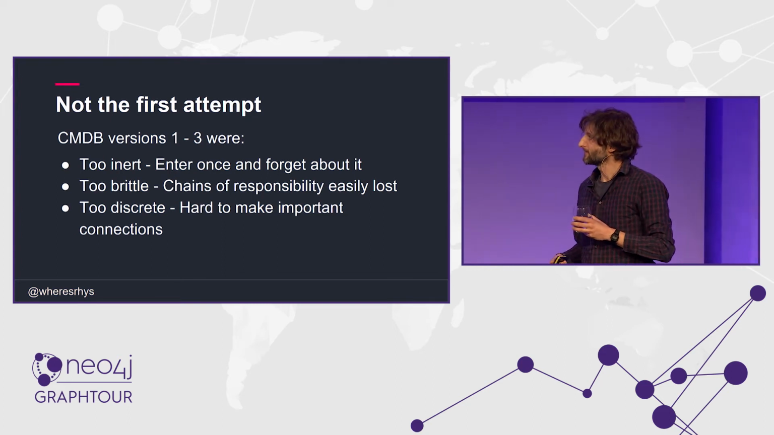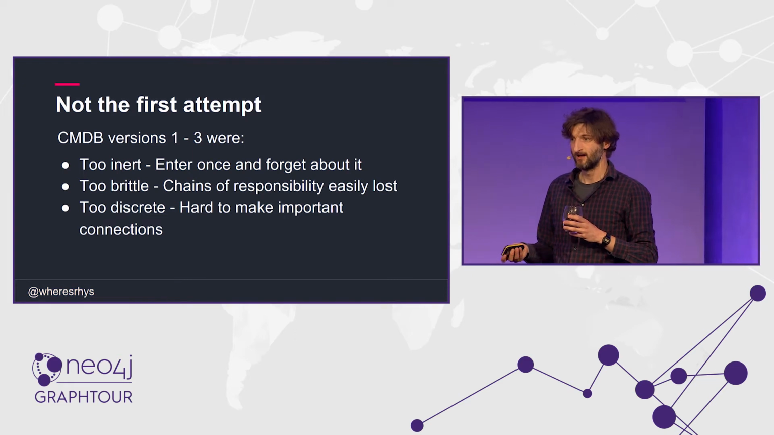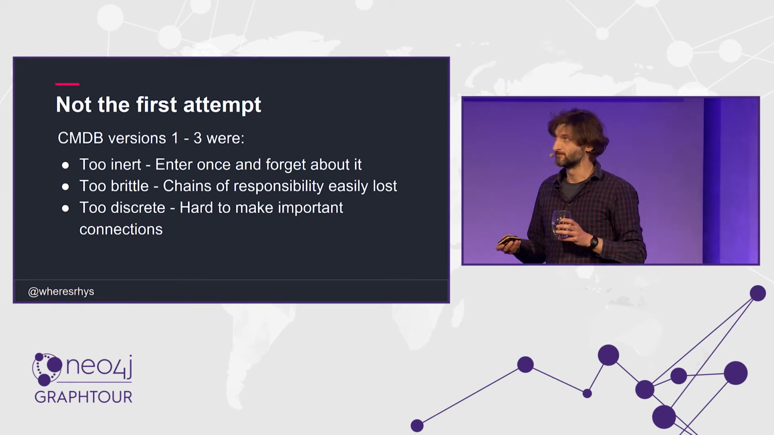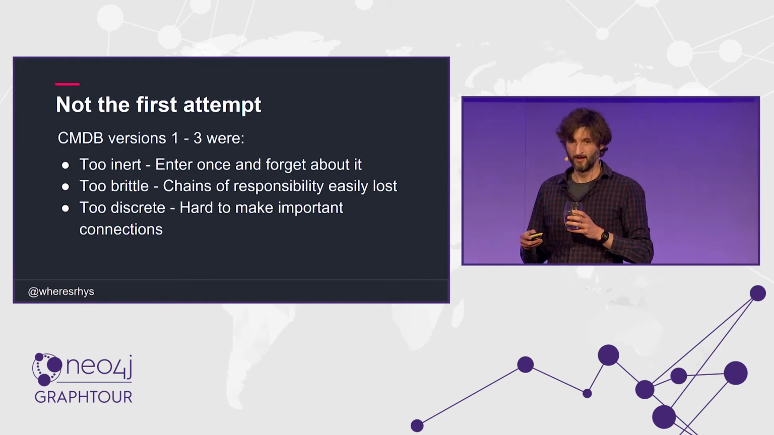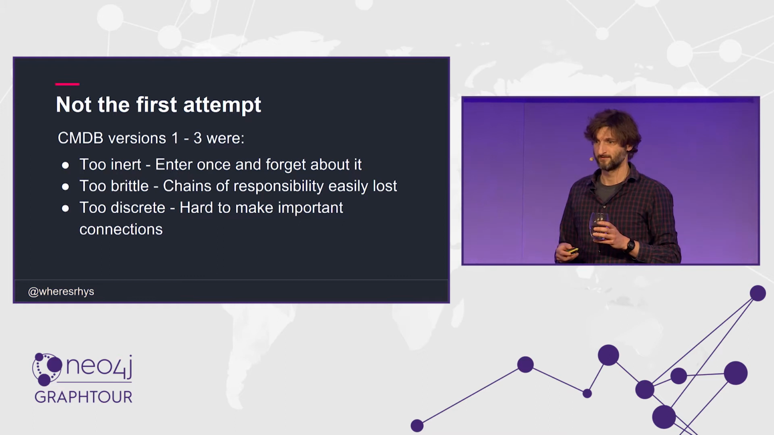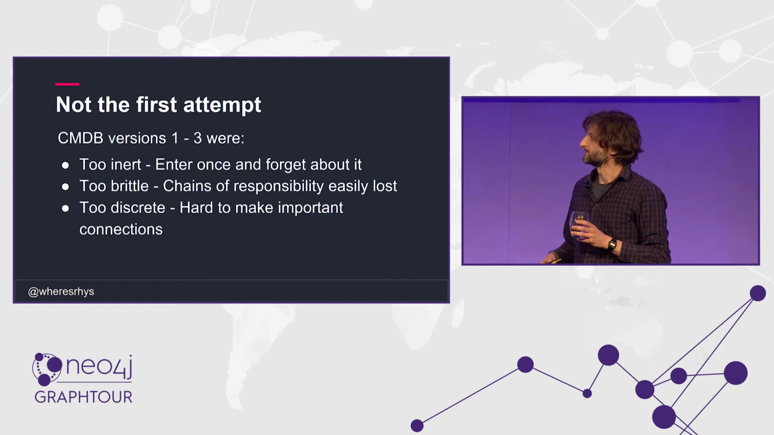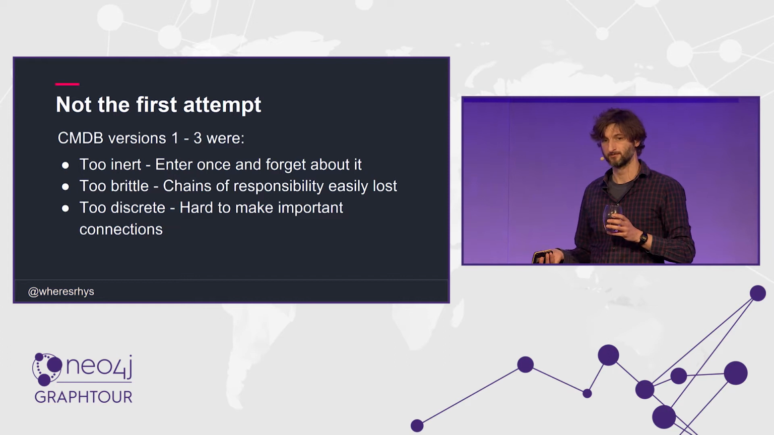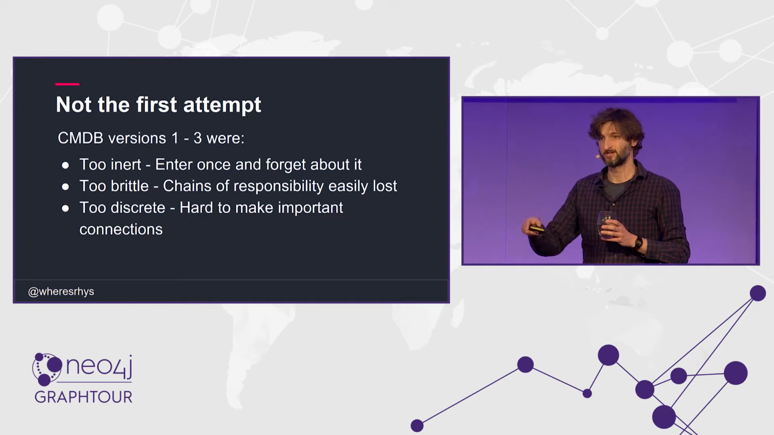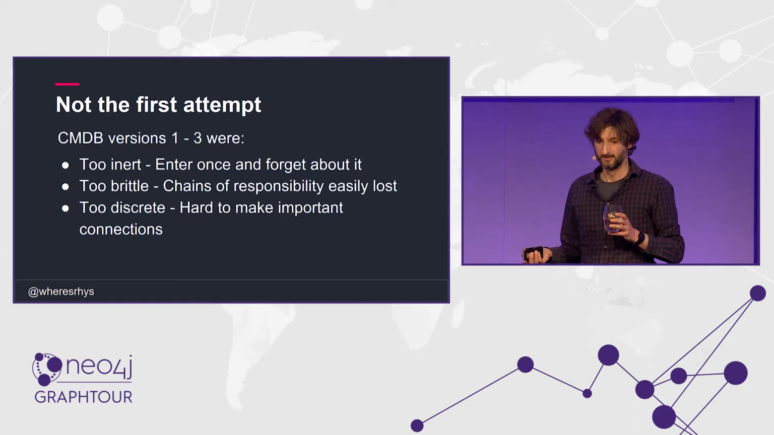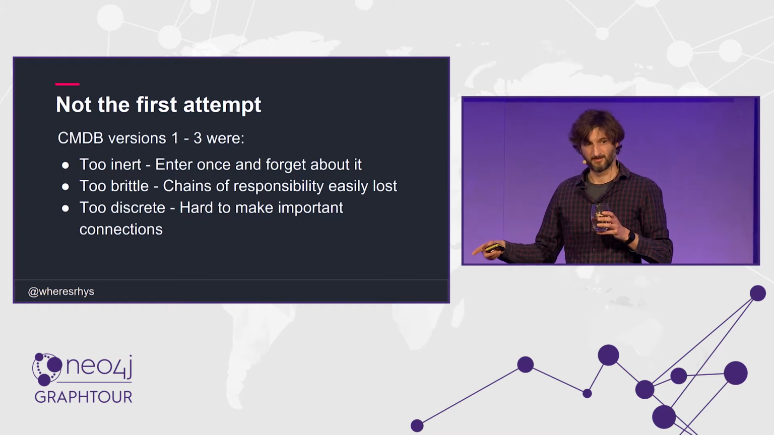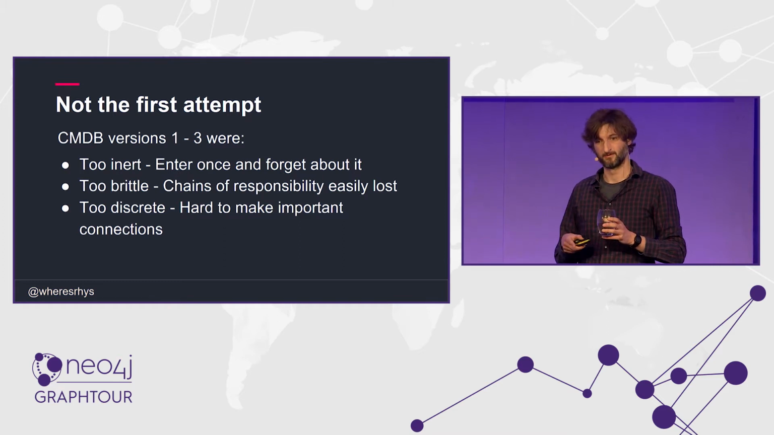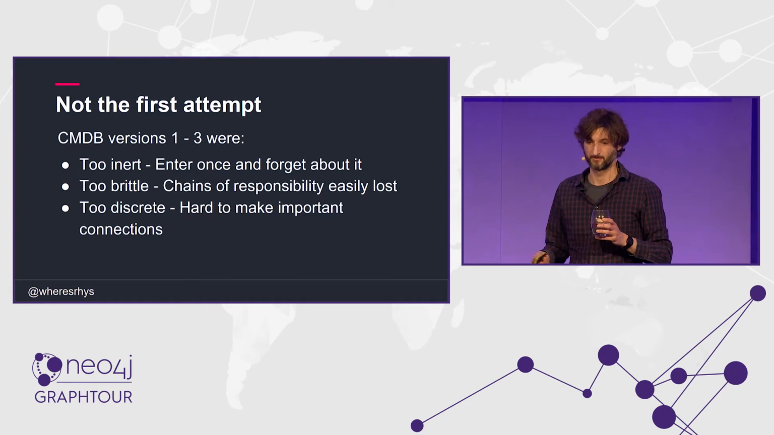Now, this isn't the first time I've tried to fix this problem of getting a guide of all the tech at the FT, but I've tended to suffer from some similar problems. They ended up being too inert, so people would add information and never update it, so it became out of date. They're too brittle, in that if the organization changes slightly, lots of the information just ends up being inaccurate overnight. And they're too discrete, in that technology is full of connections, and our previous attempts were never really able to surface those connections and represent them correctly.